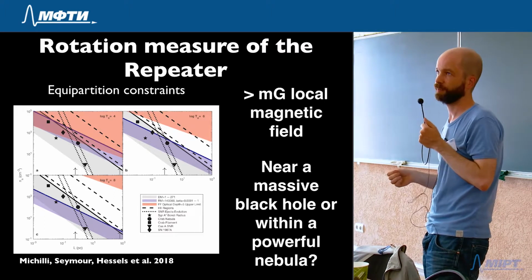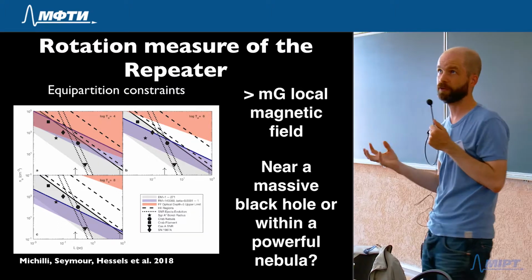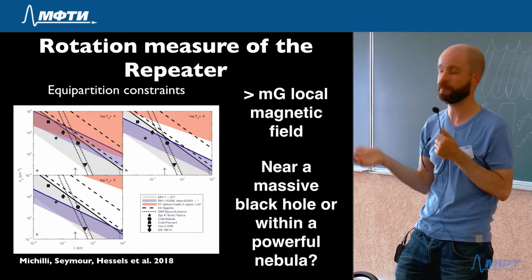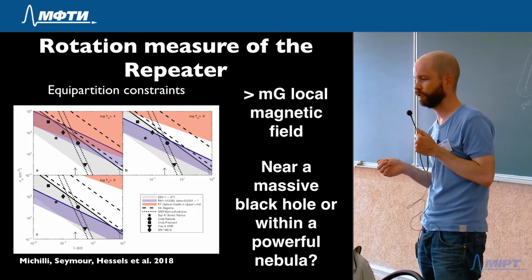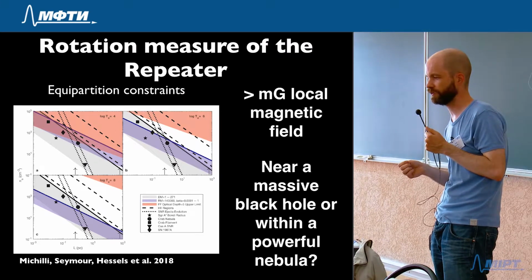It could also be in something like a very young version of the Crab Nebula. So imagine that persistent radio source is a very, very young version of the Crab Nebula, or maybe it's a magnetar wind nebula or something like that. That could also, in principle, produce the observed rotation measure that we're seeing.